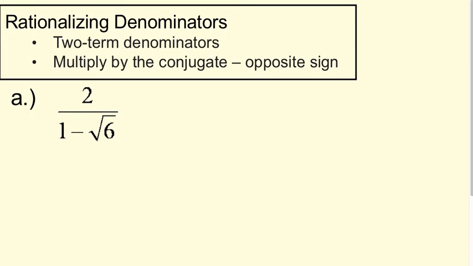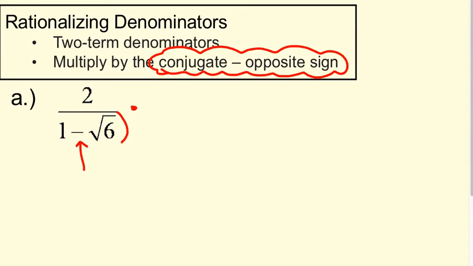This second example in this video now focuses on when you have two terms. And what we have to do is multiply by the conjugate. You probably remember this from imaginary numbers. When you do a conjugate, you're going to change the sign of that second term where the radical is. So we're going to change it to a plus when we multiply.